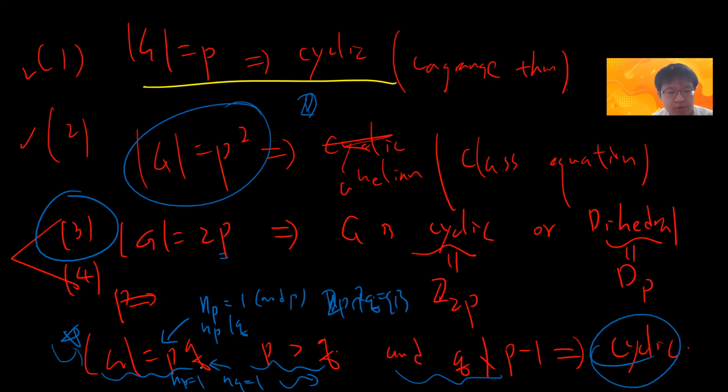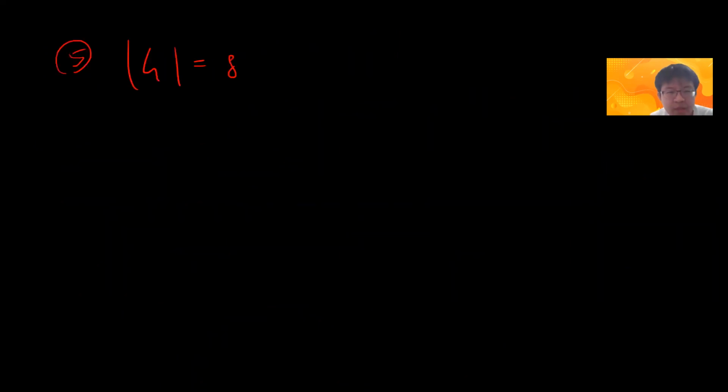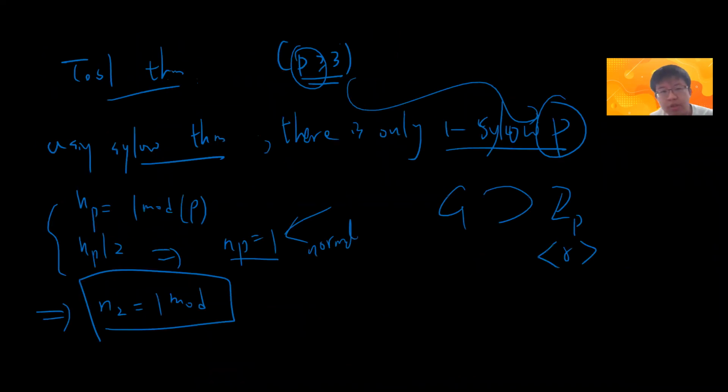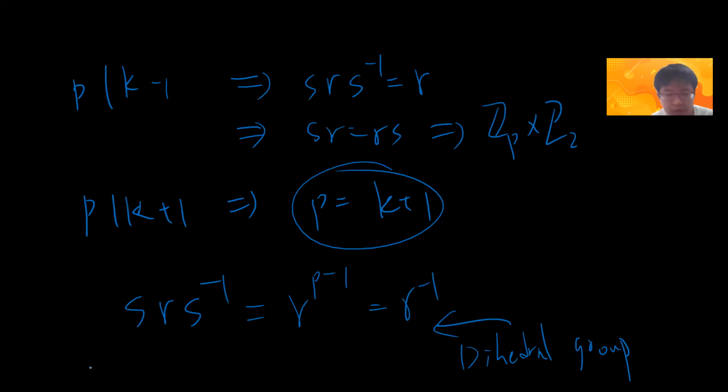Yeah, so this one is also very trivial because in this case, the Sylow p-group and Sylow q-group are both normal, so it is a direct product. Okay, so the remaining is a little bit difficult. So let's just go and see the results.